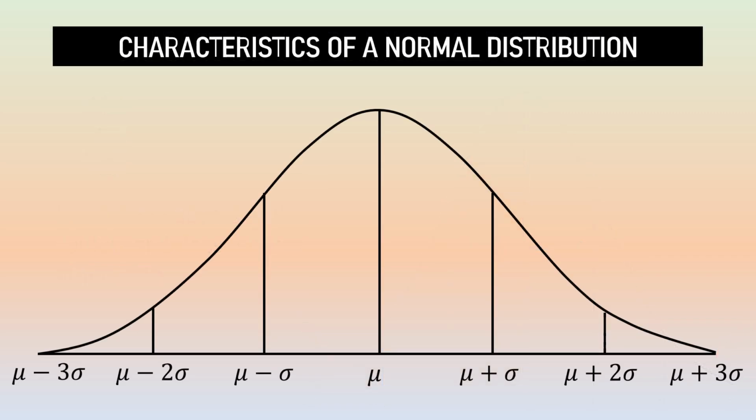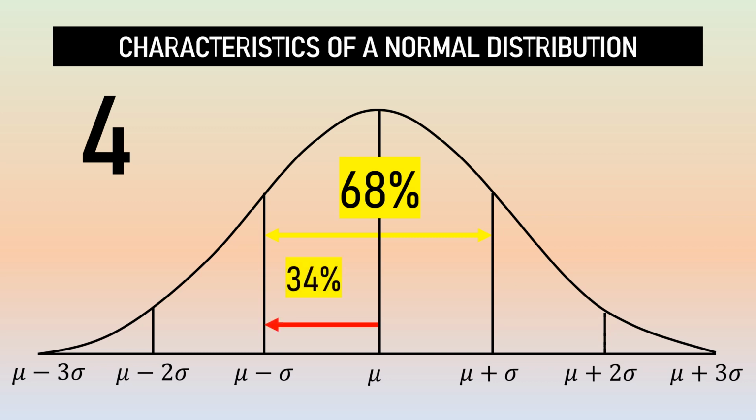Fourth, approximately 68% of the area of a normal distribution is within one standard deviation from the mean. For example, on this distribution, the red arrow to the left, which is one standard deviation below the mean, and the blue arrow to the right, which is one standard deviation above the mean, contain 68% of the total scores. This also means that there are 34% of scores located below the mean, and another 34% of scores are located above the mean.